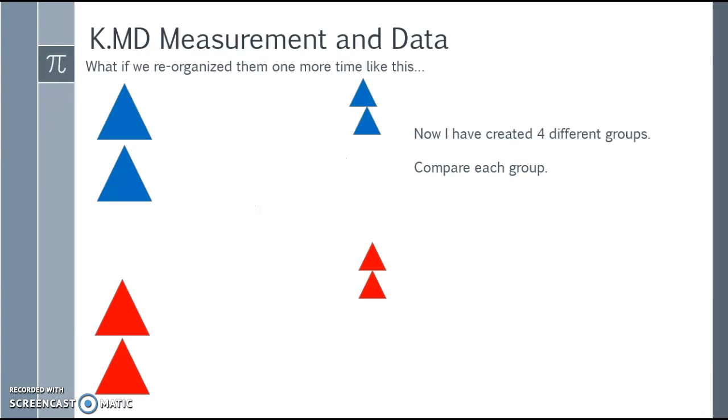Then let's go one step further. What if we reorganize them into 4 different groups? Let's compare each group. I can see that I now have separated them into large and small triangles, and then within them, I have separated them into colors. So identifying different attributes of each type of object is also important.